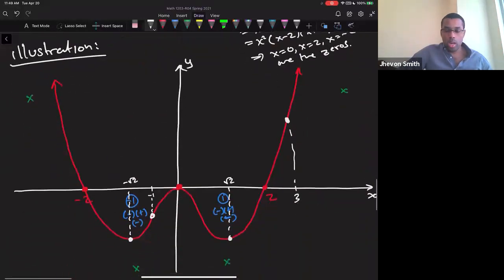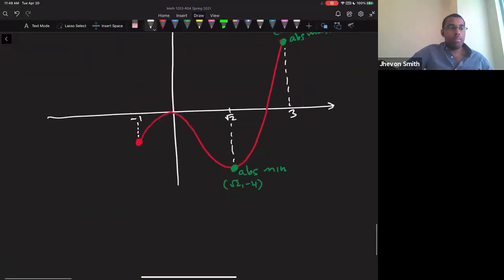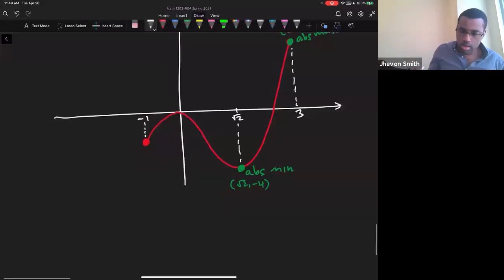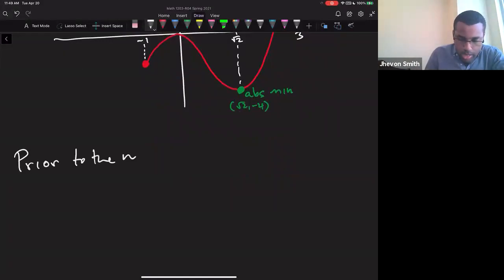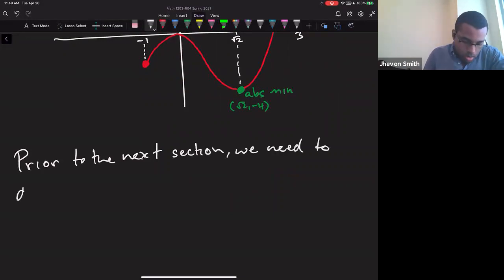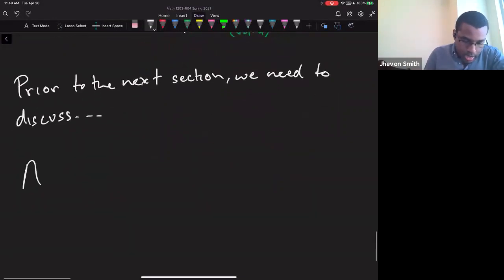Now we are going to move on to another section, and I do want to talk about some things before we get to that section. Prior to the next section, we need to discuss what we call asymptotes.